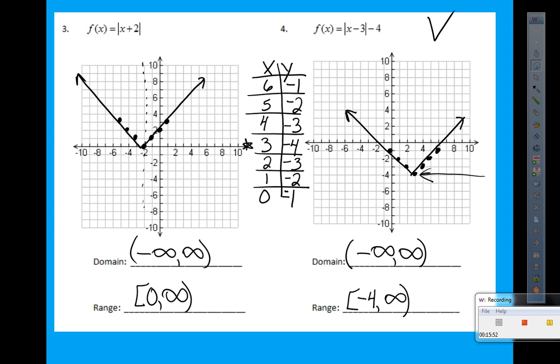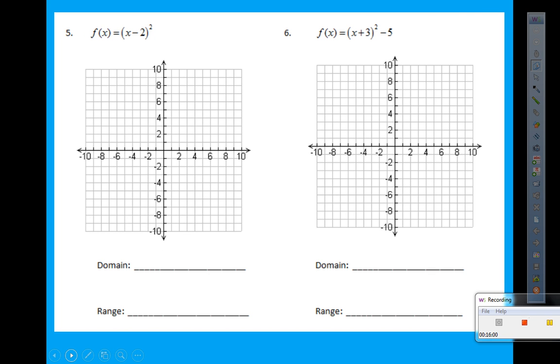Okay. Now the next 4 I'm going to do, guys, I'm just going to make them a little bit harder. But that's the concept. So here's your number 5. Once again, set up a little XY chart for you. And I'm going to put 6 lines in here. 1, 2, 3, 4, 5, 6, and 1, 2, 3, 4.